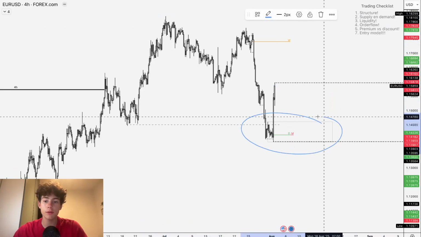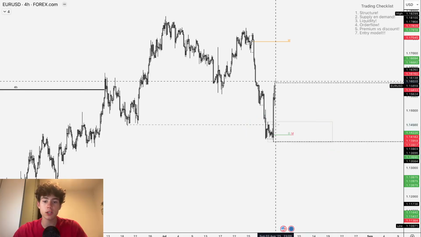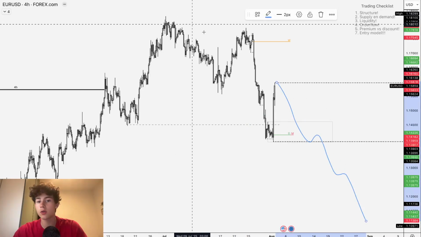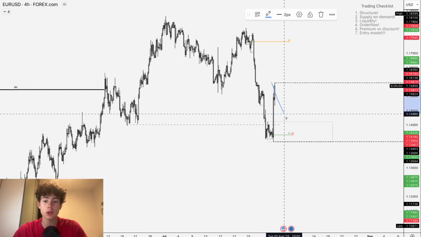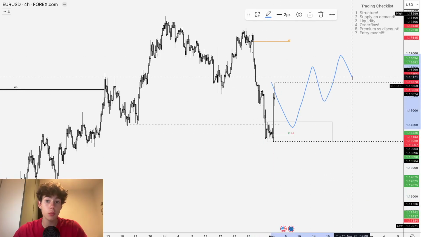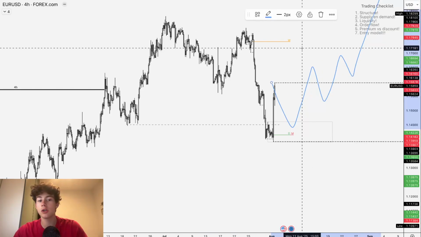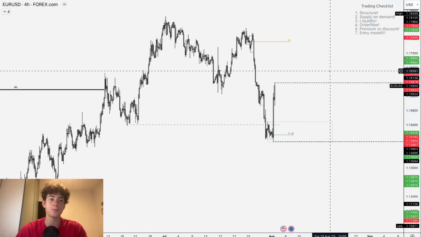If we do not see confirmation from this demand zone, I could expect us to just trade down lower together with that daily and weekly order flow, which is bearish. If we start seeing some pushbacks up, then I could look for those actual long setups in order to trade up higher again.